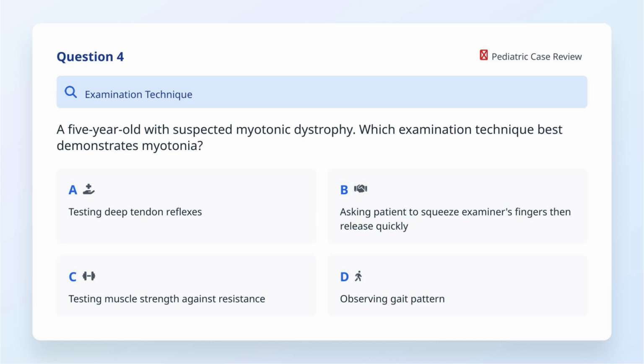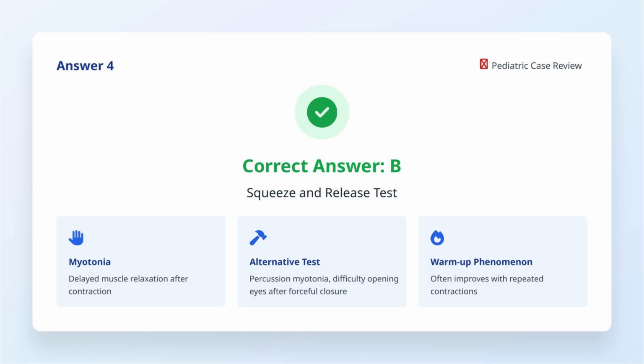A 5-year-old is being evaluated for suspected myotonic dystrophy. Which examination technique best demonstrates the characteristic myotonia? A. Testing deep tendon reflexes. B. Asking the patient to squeeze the examiner's fingers, then release quickly. C. Testing muscle strength against resistance. D. Observing gait pattern. The correct answer is B.